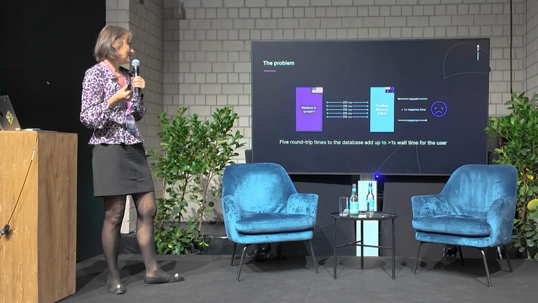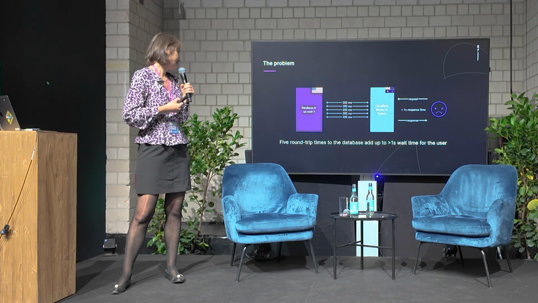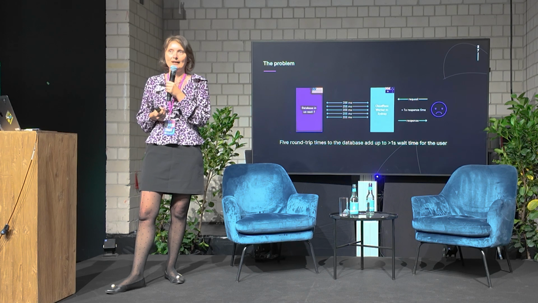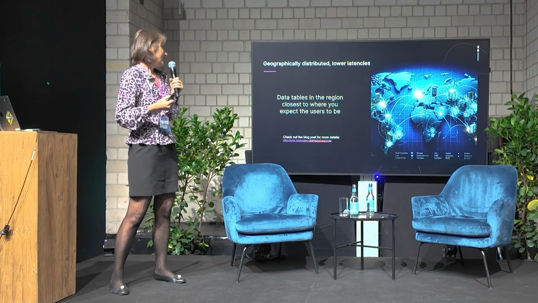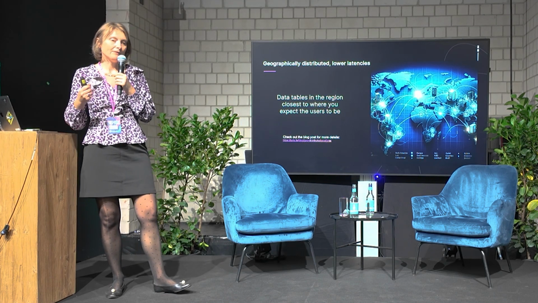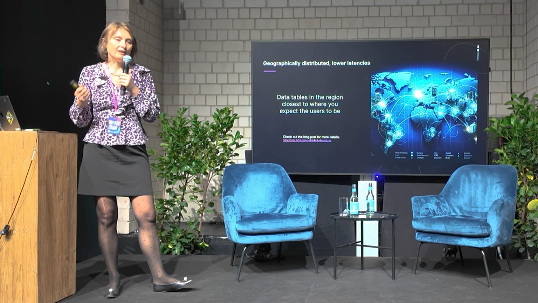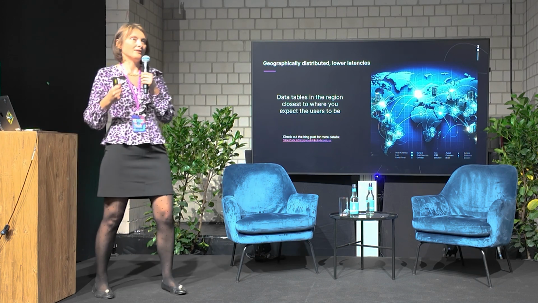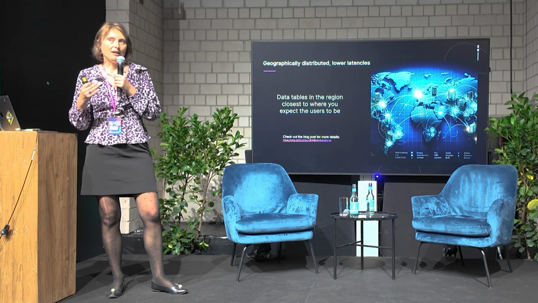And if you have, for example, 5 round trips to the database, this adds up and becomes more than a 1 second response time for your users. So how do we solve this problem? In order to reduce the latency, we can try to geographically distribute the data tables, and we can do that by putting the data tables in regions that are closer to the user. So for example, if the user is in Sydney, the data tables will ideally be positioned in the Australia region.